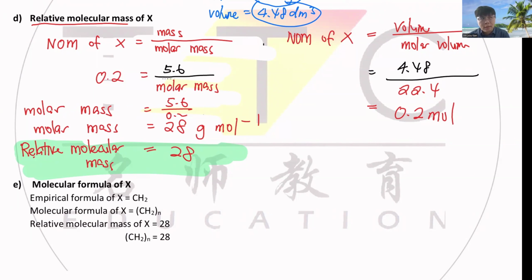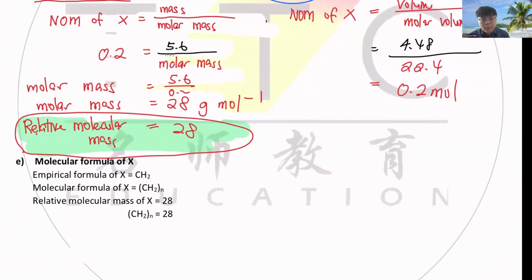Yeah, so this is the advanced question that might come out in an exam. The only difference is they don't directly tell you what the relative molecular mass is. They need you to find out the relative molecular mass by yourself. So this is, I consider, the hardest question you might get.